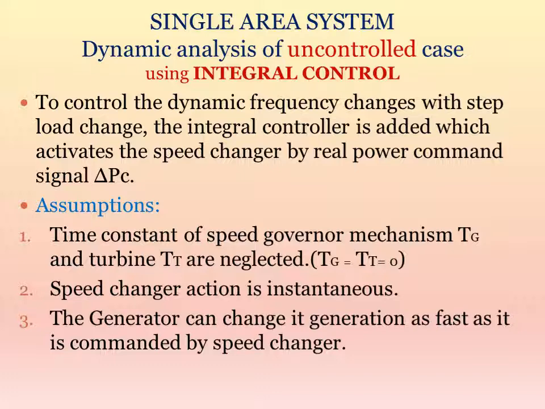We are going to make some assumptions for the integral control. The time constants of your governor mechanism as well as your turbine are small, so we are going to neglect them and take them as 0. And the speed changer action is instantaneous. Immediately the speed changes, and the generator can change its generation as fast as it gets the command from the speed changer. So these are the three assumptions which we are making.